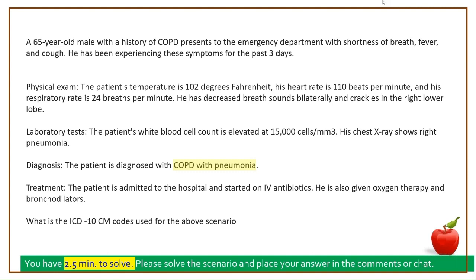Diagnosis: patient is diagnosed with COPD with pneumonia, and the treatment: patient is admitted to the hospital and started on IV antibiotics. He is also given oxygen therapy and bronchodilator. So, what is the ICD-10-CM code used for the above scenario? I've already highlighted the diagnosis of the patient. It is going to be COPD with pneumonia. So, your 2.5 minutes starts, coders.